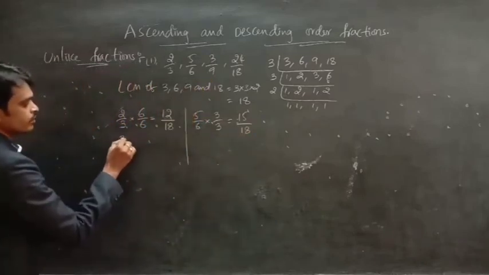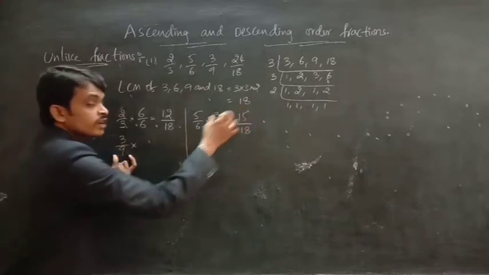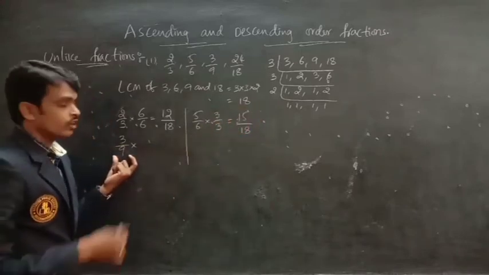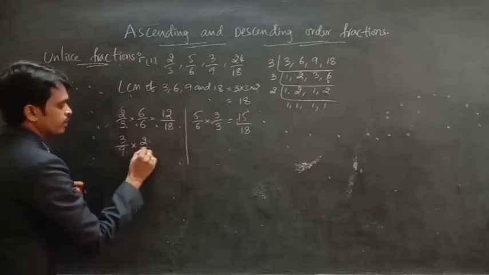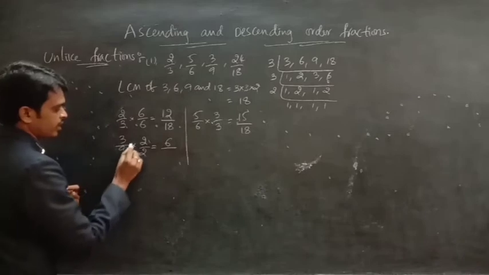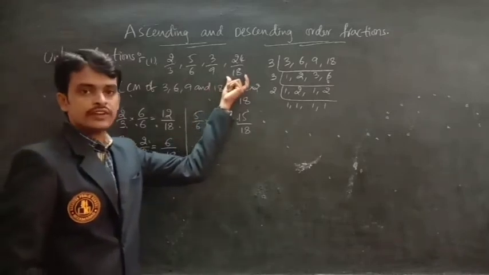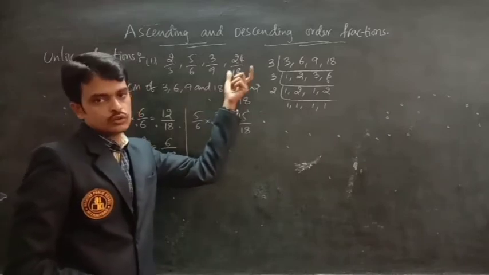Next fraction, 3 by 9. In the 9 table, how many times will 18 come? 2 times. So let us multiply with 2. 3 twos are 6, by 9 twos are 18. The last fraction already has 18, so there is no need to change it.